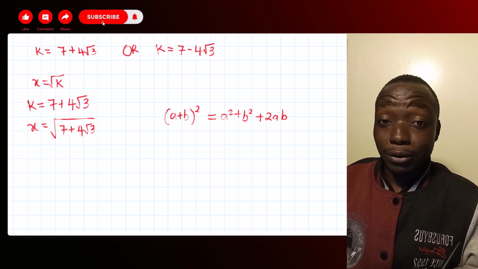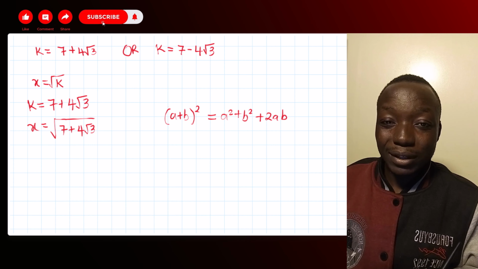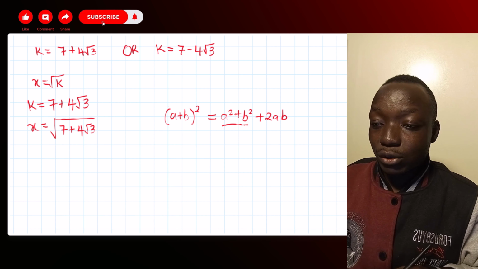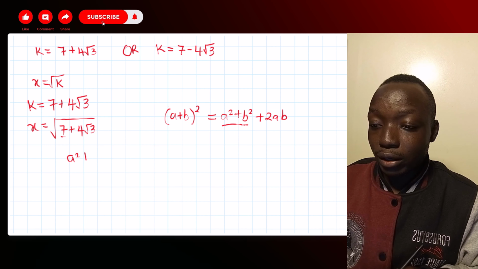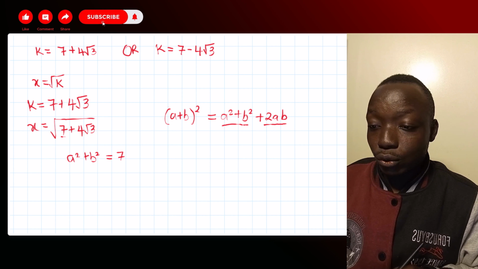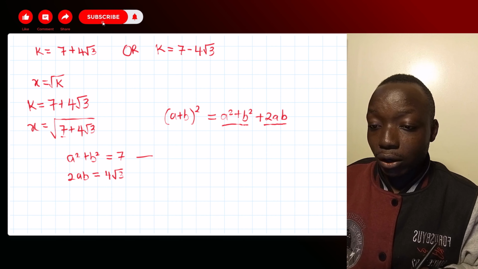So what we want to find now are the values of a and b. So let's compare. Now for the integer part, we have a squared plus b squared. So that should be equal to 7. So our first equation is going to be a squared plus b squared is equal to 7. Now, for the other part, we're going to have 2ab is equal to 4 square root 3. So you can call this your equation 1 and you can call this your equation 2.